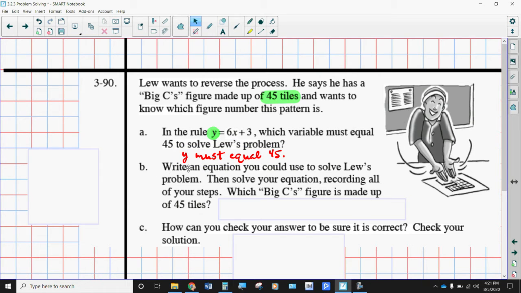So then it says for part B, write an equation you could use to solve Lou's problem. So that equation is going to look like this. Go ahead, pause, and solve for x, and then declare your answer: which figure number would have 45 tiles in it.